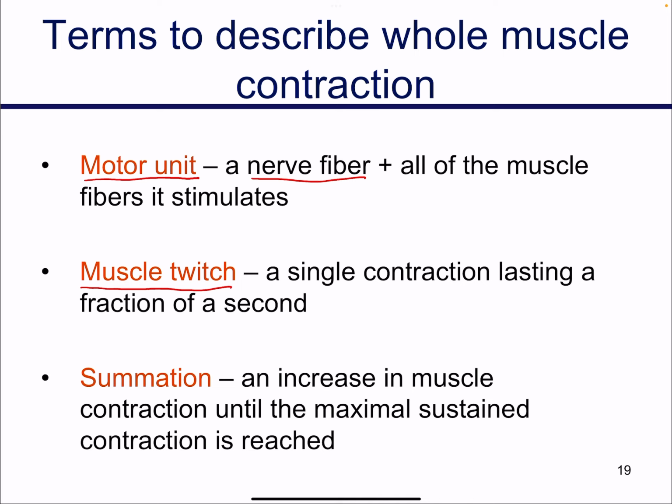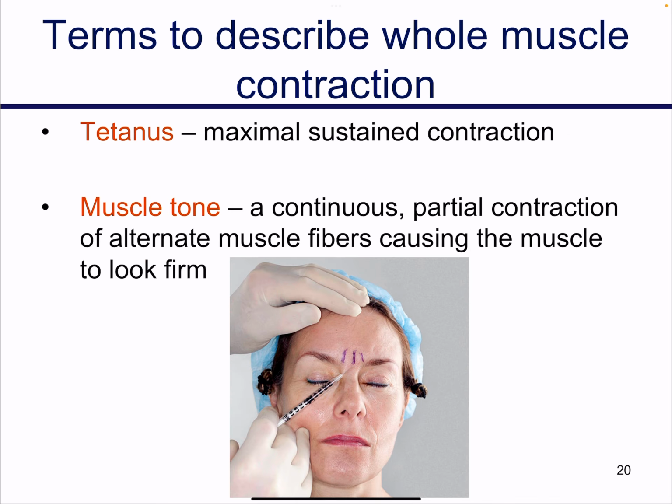Then you have a muscle summation. A muscle summation is basically an increase in muscle contraction until you reach a maximum contraction that is sustained, right? Now, a contraction that is sustained is actually called tetanus, okay? Tetanus is a contraction that is sustained.